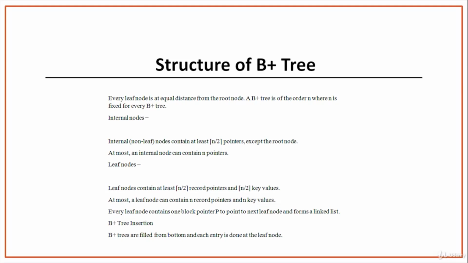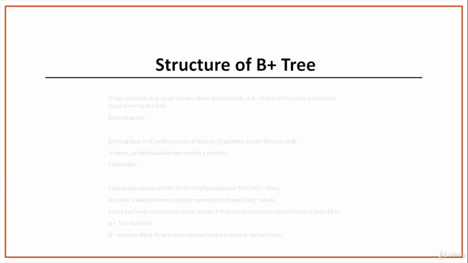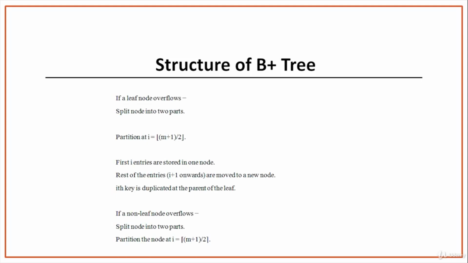B+ tree insertion. B+ trees are filled from the bottom, and each entry is done at the leaf node. If a leaf node overflows, split the node into two parts. Partition at i equals (n plus 1) over 2. The first i entries are stored in one node. The rest of the entries, i plus 1 onwards, are moved to a new node. The ith key is duplicated at the parent of the leaf.